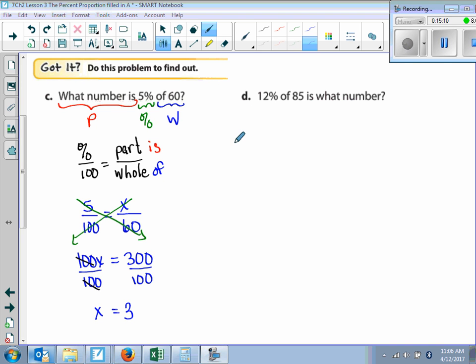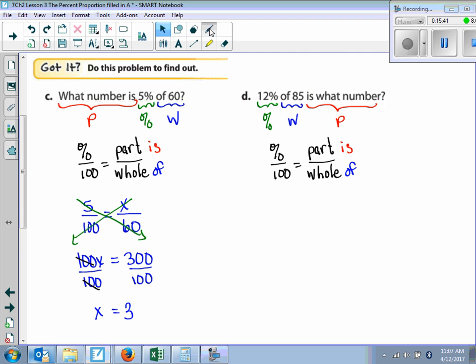So for example D, we've got, again, 12% of 85 is what number? So is what number is over there? That's what we're solving for. We're solving for the part. The 12%, there's my percent, and then the of is the whole. Got it?